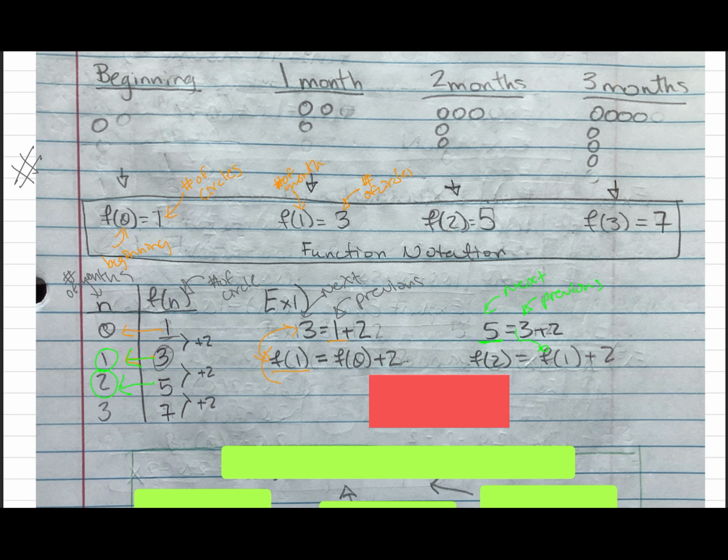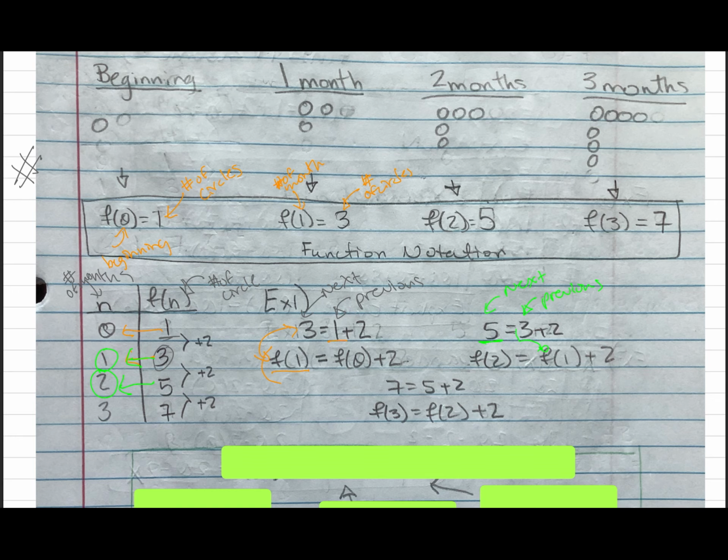All right. So if I wanted to get 7, I would have to take 7 equals 5 plus 2. And again, I'm writing this in function notation down here. So 7 would be written as f of 3. 5 would get written as f of 2. And then we added 2. Okay? That common difference doesn't go away. It's always the same.